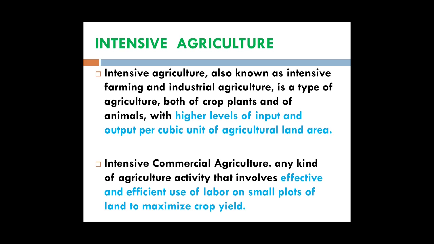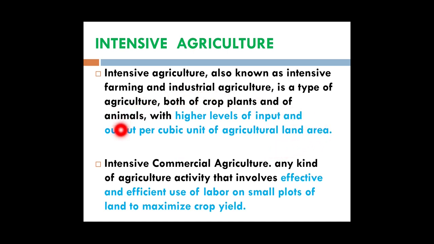Now next in the list is intensive agriculture. So here we move to modern methods of agriculture. Let us see what it is. Intensive agriculture, also known as intensive farming and industrial agriculture. So let's focus on this word, industrial agriculture. So here this agriculture is mostly focused on profit, trade and sale. It is a type of agriculture both of crop plants and of animals, with higher level of input and output per cubic unit of agricultural land area.